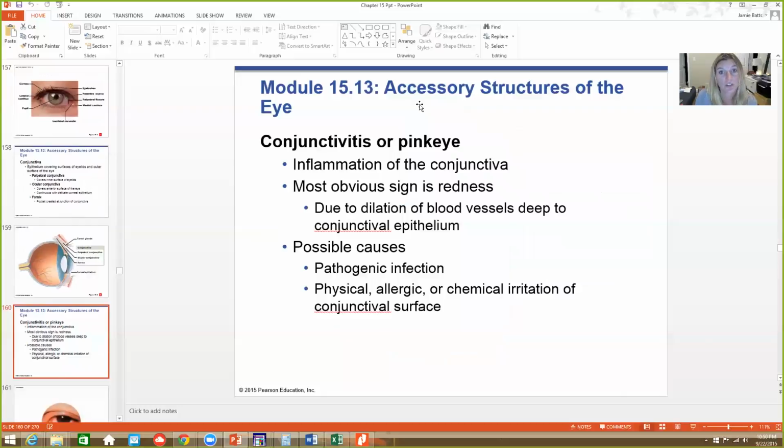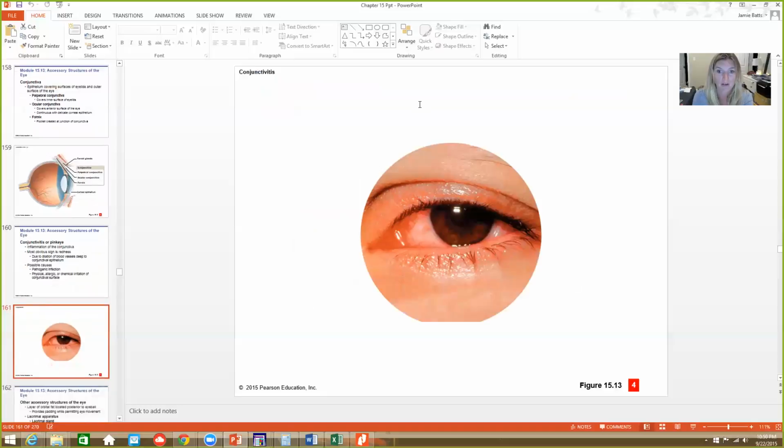So conjunctivitis, or pink eye, is the inflammation of that conjunctiva. The most obvious signs are redness and itchiness. It could be caused by a bacterial or pathogenic infection. It can also be caused by physical stress, allergic stress, or chemical irritation. There is a pink eye, looks very uncomfortable.